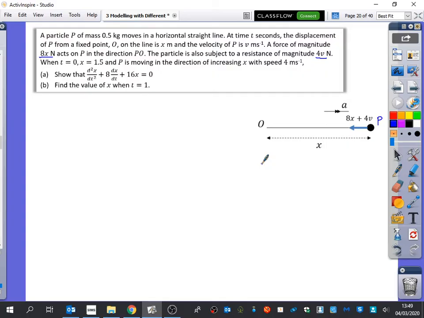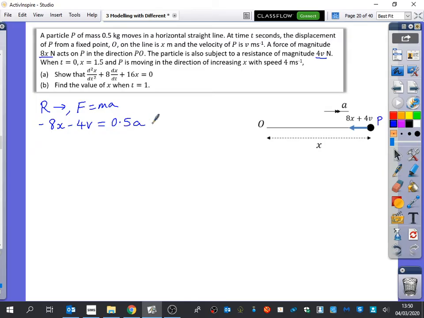I've already got the forces drawn. I've already got the 8x plus 4v coming to the left. What do you do with forces? Yeah, F equals ma. So we're going to resolve the forces. We think the acceleration is to the right, and we're going to do F equals ma. So my resultant force is what? If I'm resolving to the right as my positive direction, it's minus 8x minus 4v equals the mass, which is 0.5, times the acceleration.